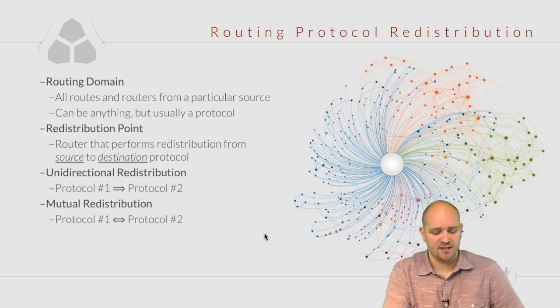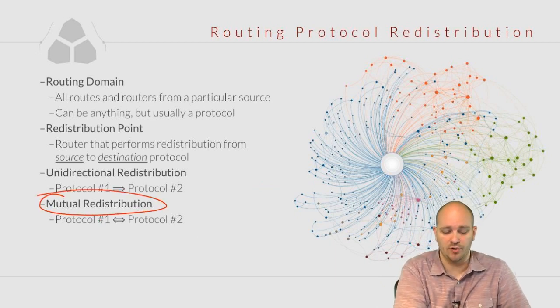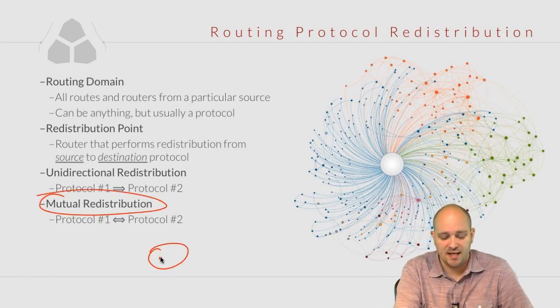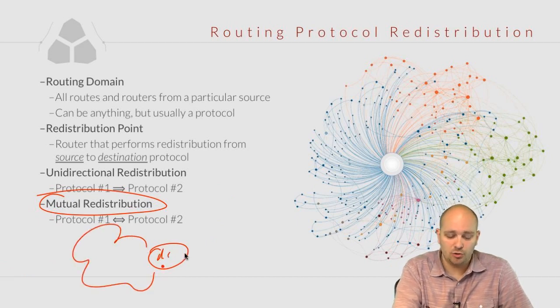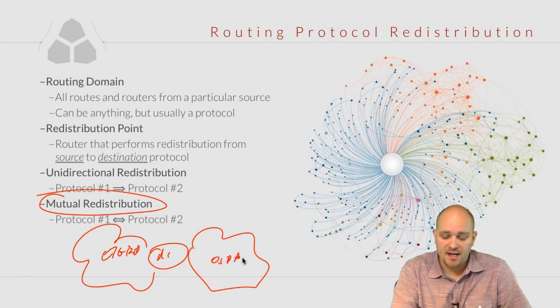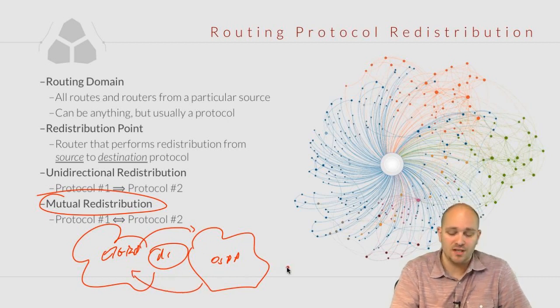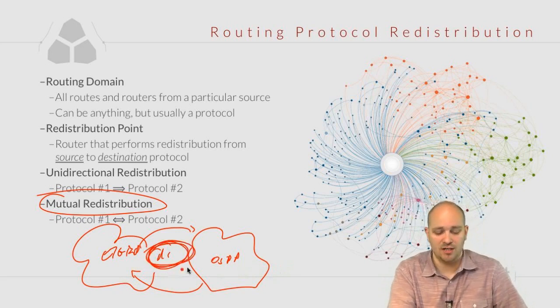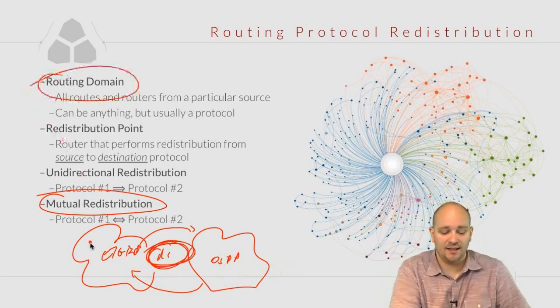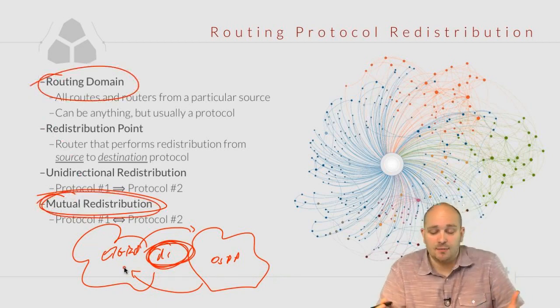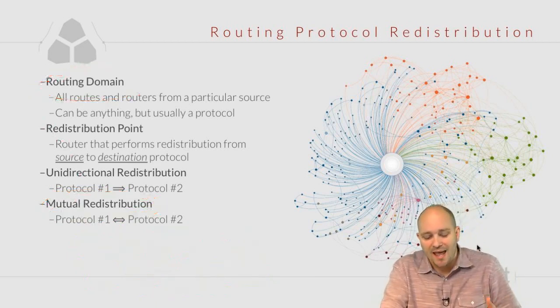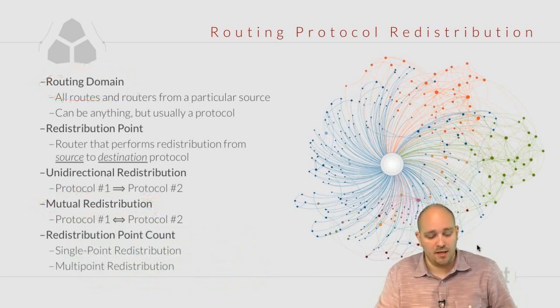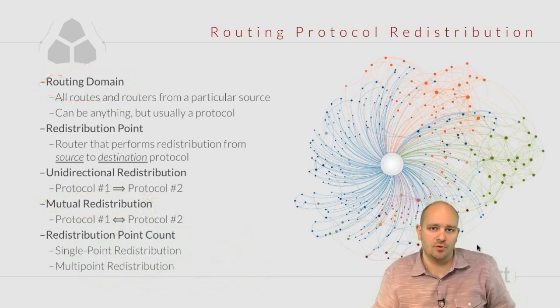Another, a little more advanced concept is mutual redistribution. This is when we have this device, let's say our R1 here, that is connected to both EIGRP and OSPF, and is not only redistributing from EIGRP to OSPF, but is also redistributing from OSPF back into EIGRP. So if we have this situation that we have two routing domains that are mutually redistributed, this is something that we call mutual redistribution. And this mutual redistribution can be single point or multi-point redistribution.